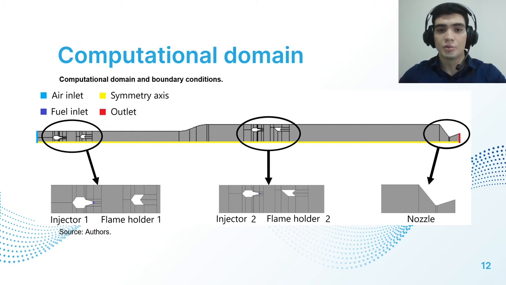Here we can see the computational domain of the work and its boundary conditions. We have 1 air inlet and 2 fuel inlets at the tip of the injectors, 1 symmetry axis, and 1 outlet. The remaining borders are configured as walls.